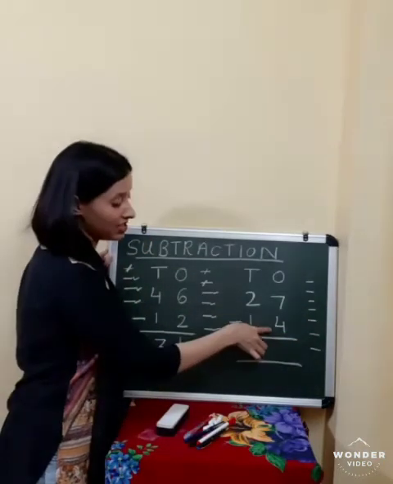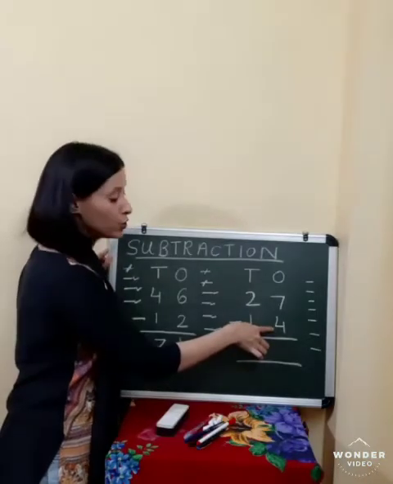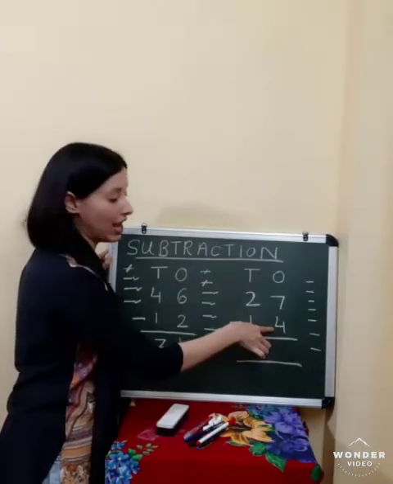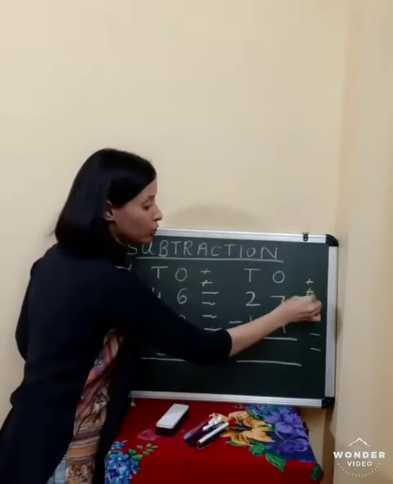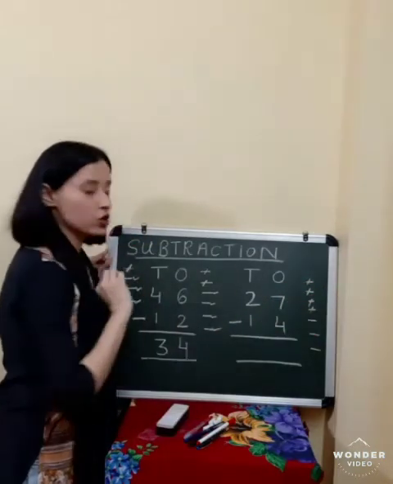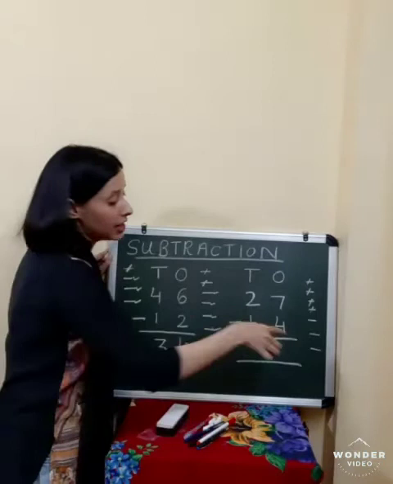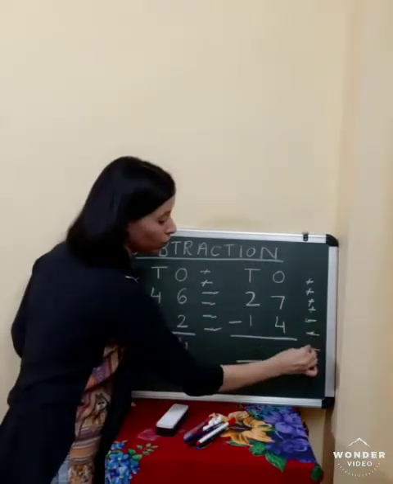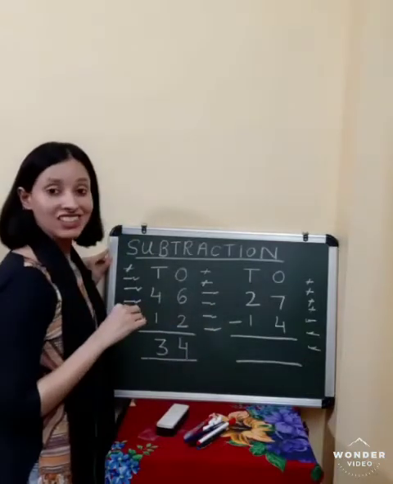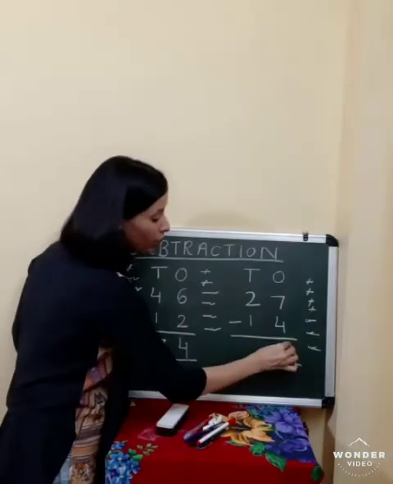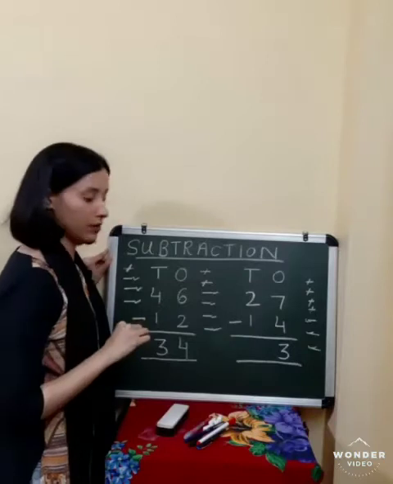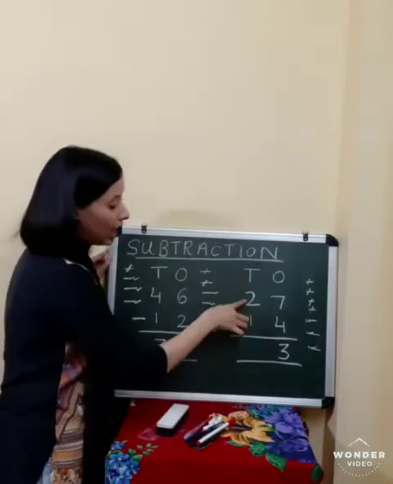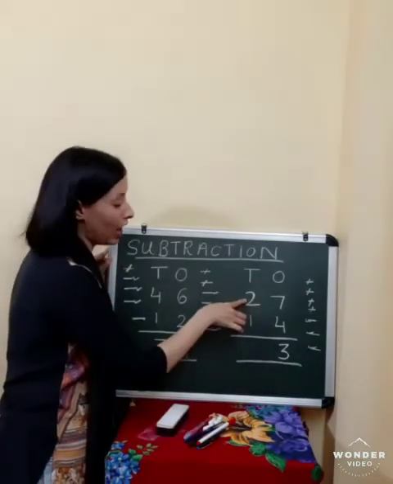Now below what is there? 4 is there below. So you are going to cut out 4 lines. 1, 2, 3, 4. So you have cut out 4 lines. Now count, you are left with how many lines? 1, 2, 3. Left with 3 lines. So here what will come? 3.